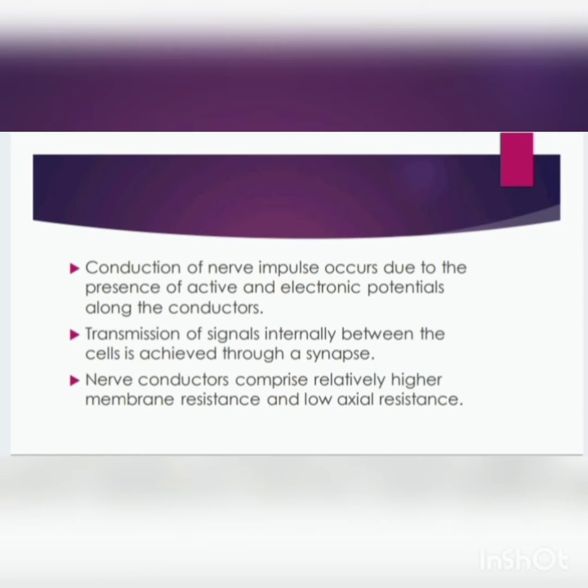Conduction of nerve impulse occurs due to the presence of active and electrotonic potentials along the conductors. Transmission of signals internally between the cells is achieved through a synapse. Nerve conductors comprise relatively higher membrane resistance and low axial resistance.